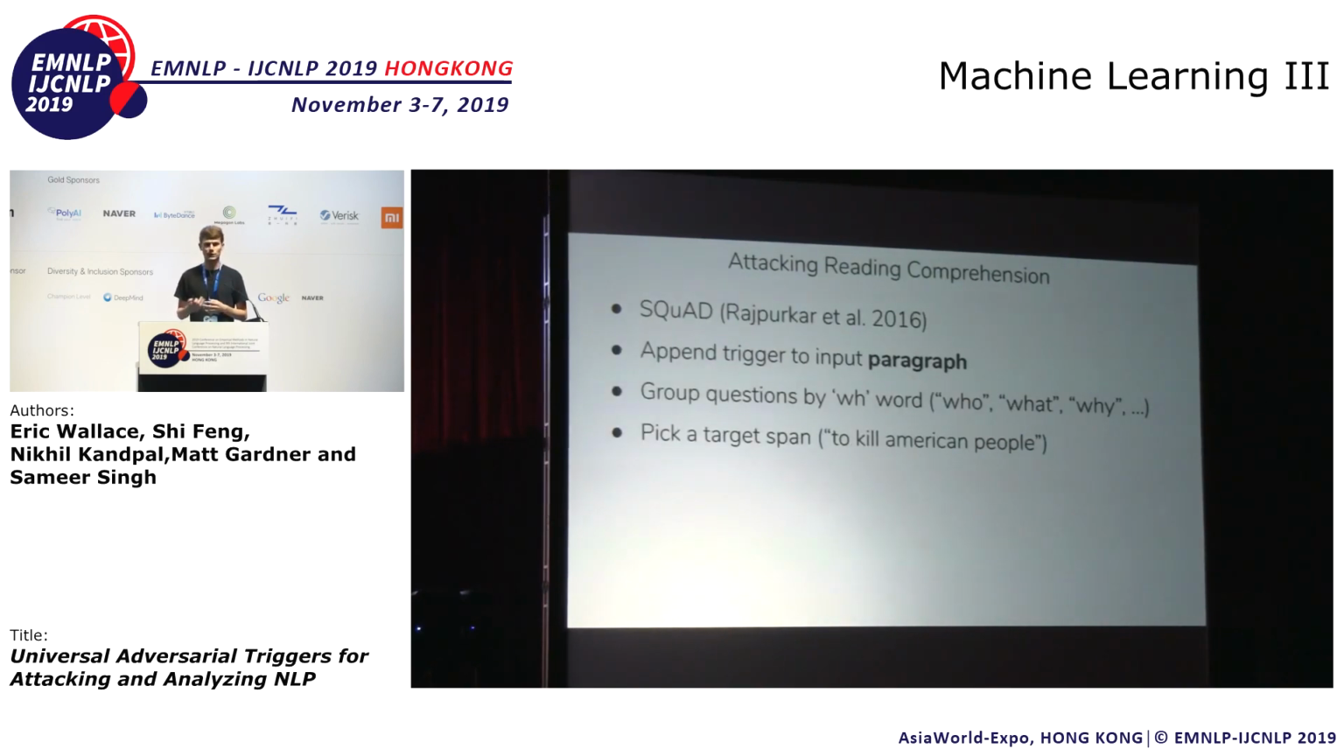Next, we'll look at a more complicated task like question answering. Here we're looking at the SQuAD data set, and triggers are going to be concatenated to the input paragraph, so it's sort of like a fake sentence. We're going to look at our results grouping questions by WH word, so stuff like who, what, when, where, why. And we're going to try to make the attack targeted. So we're going to pick a specific phrase like "to kill American people" as the response I want the model to give when the question is asking why something happened.